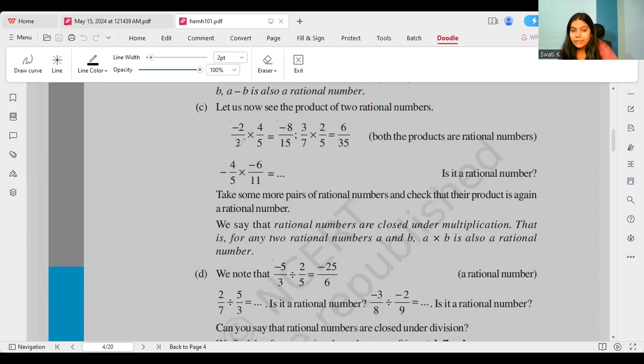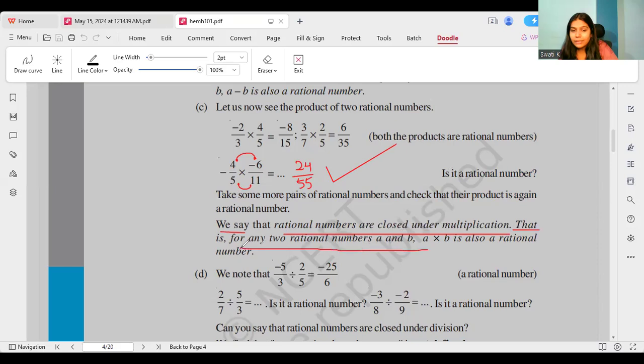Remember how to multiply the rational numbers. Multiply the numerator with the numerator and denominator with the denominator, and you have to take care of the sign as well. For example, here minus 4 into minus 6, it will become 24 because minus is plus. And 5 into 11 is 55, which is a rational number? Yes. So take some more pairs of rational numbers and check that the product is again a rational number. You will not be able to give any counter example. So we say that rational numbers are closed under multiplication.